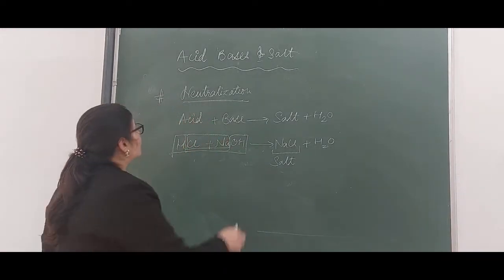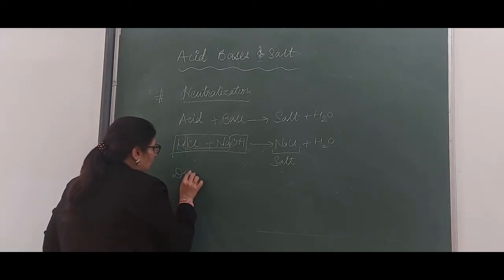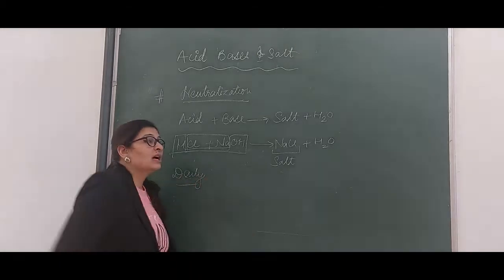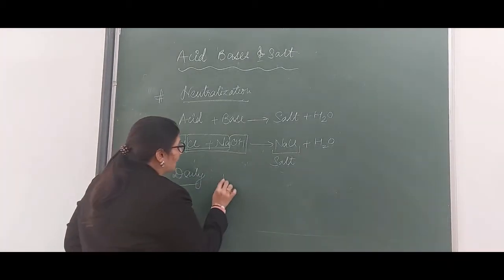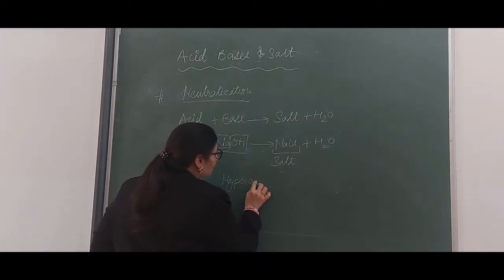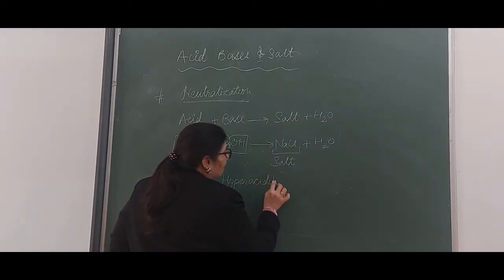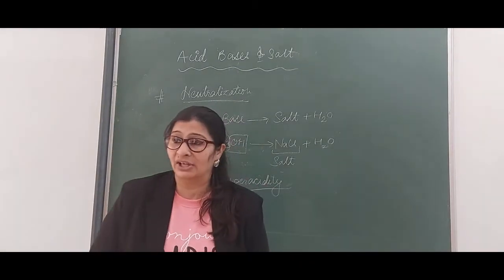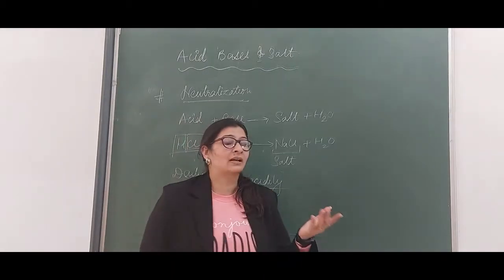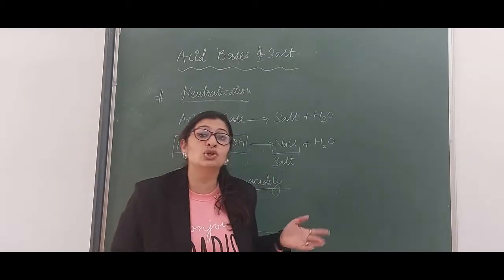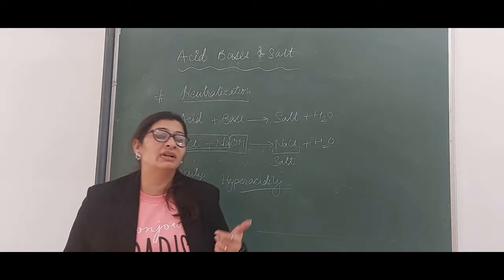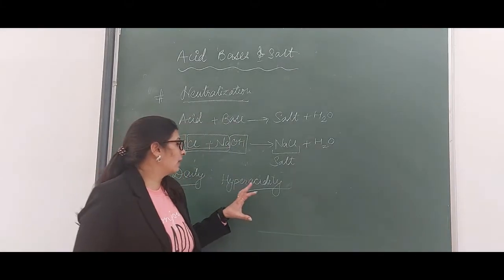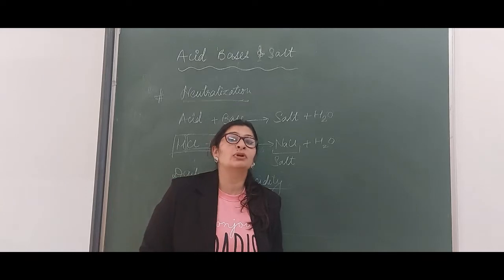Neutralization is basically used a lot in our daily life. Where is it used in daily life? For example, we have hyperacidity. Hyperacidity means you have too much acidity in your stomach, you have eaten something and a lot of HCl is produced. So what happens in that case? You take anti-acid things, some basic things, to neutralize. What are the basic things we take? We take Digene, milk of magnesia, baking soda, so that it will neutralize the acid which is produced in the stomach.